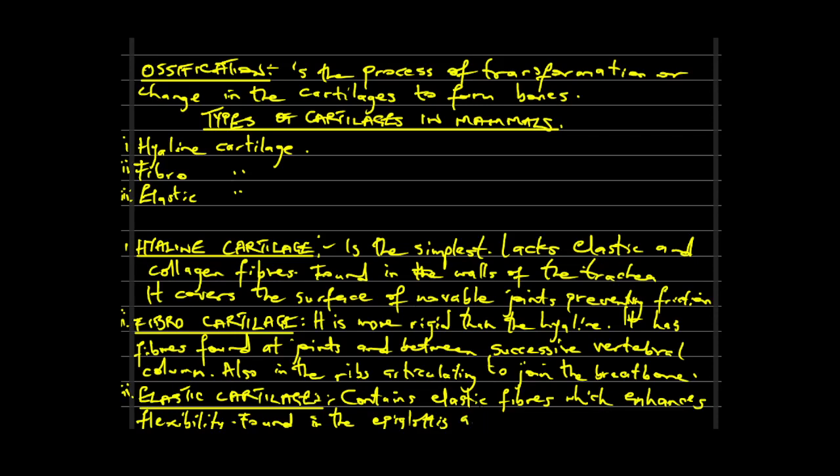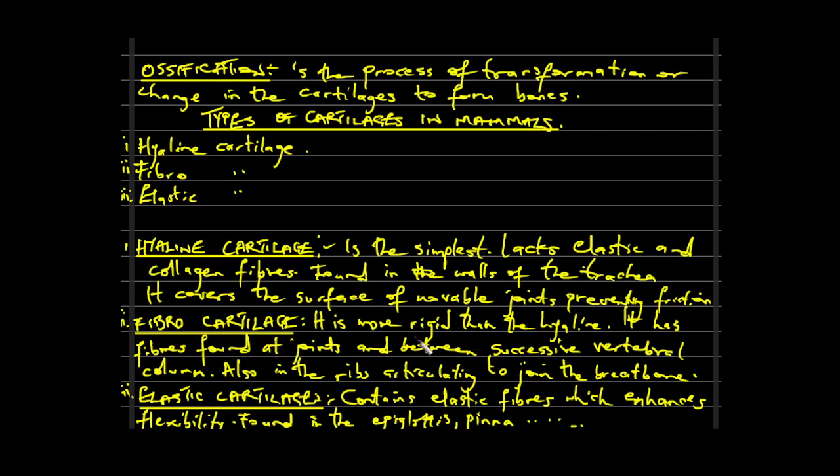It's found in the epiglottis, the pinna, and some other parts of the body. So those are the three types of cartilages that we have. I've talked about the first one to be the hyaline cartilage, and I said it is the simplest that lacks elastic or collagen fibers. It is found in the walls of the trachea and covers the surface of movable joints, preventing friction. And then we have the second one, which is fibrocartilage.